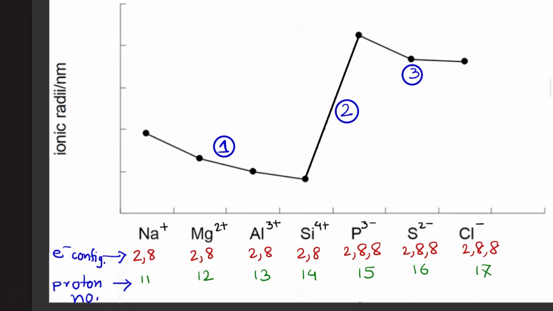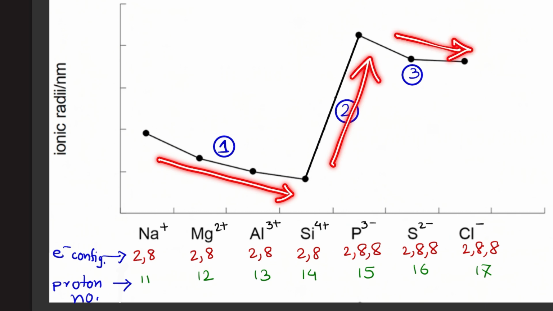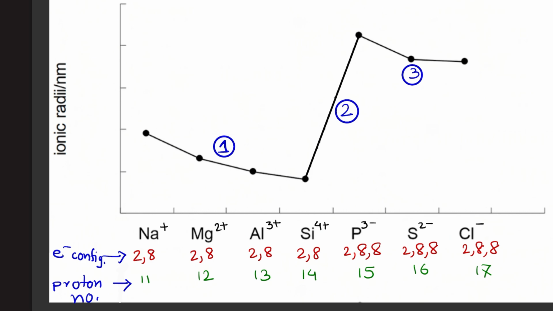So this graph shows how ionic radius varies across the period. We can see that there is a decrease in ionic radius for the positive ions, and then there is a sudden increase in ionic radius, and then there is a decrease in ionic radius for the negative ions. Now, the reason why this change occurs is down to their electronic configuration. All the metals form ions by losing electrons from their outermost shell.